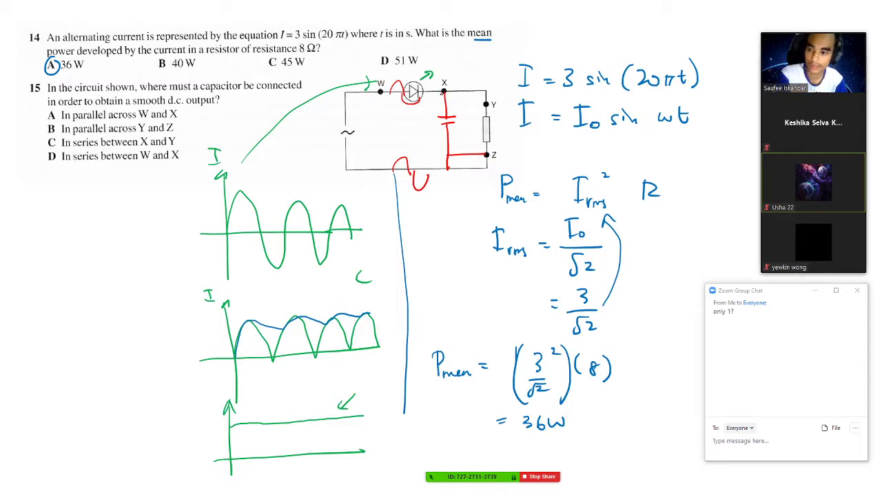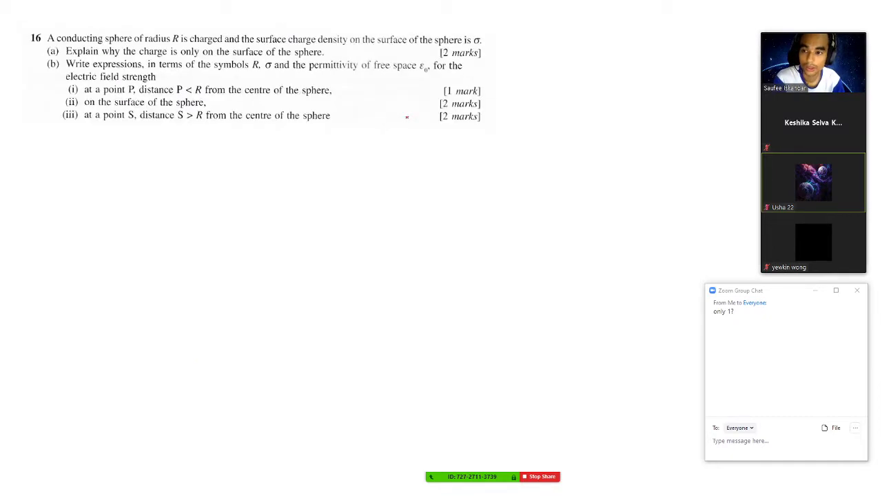Okay, so that is the answer. Any question on question number 15? Do you have any question? Anyone? Question on question number 15? No? Okay. So we go to question number 16.